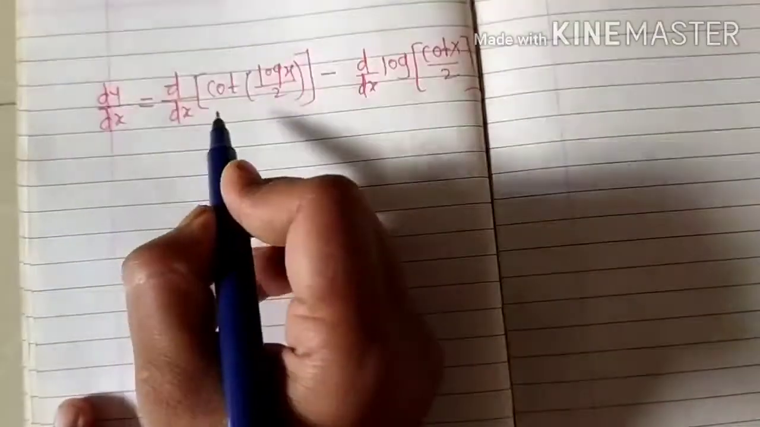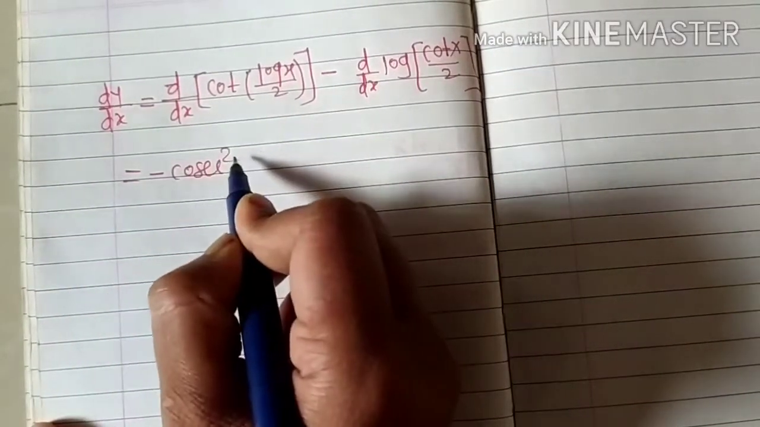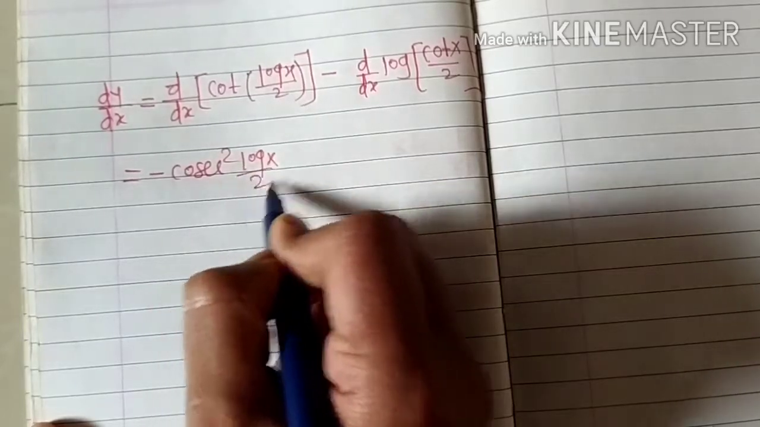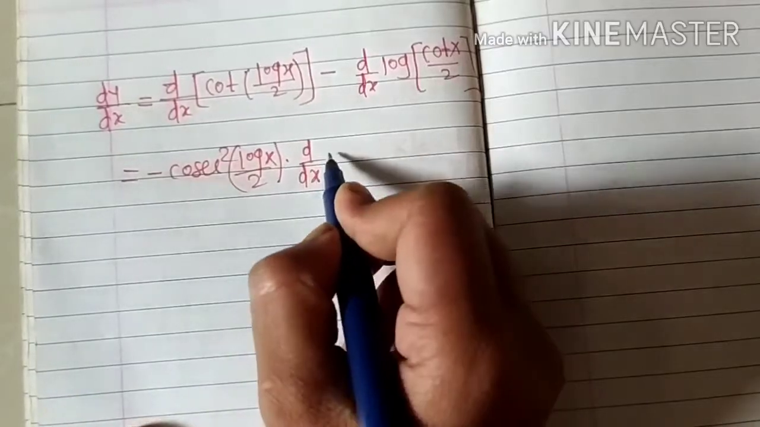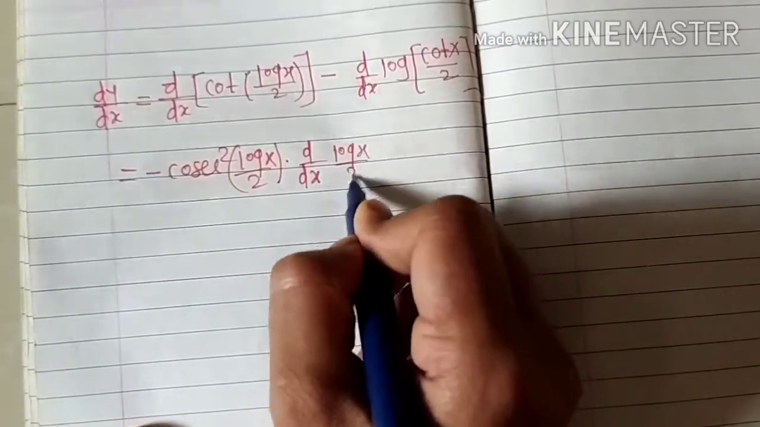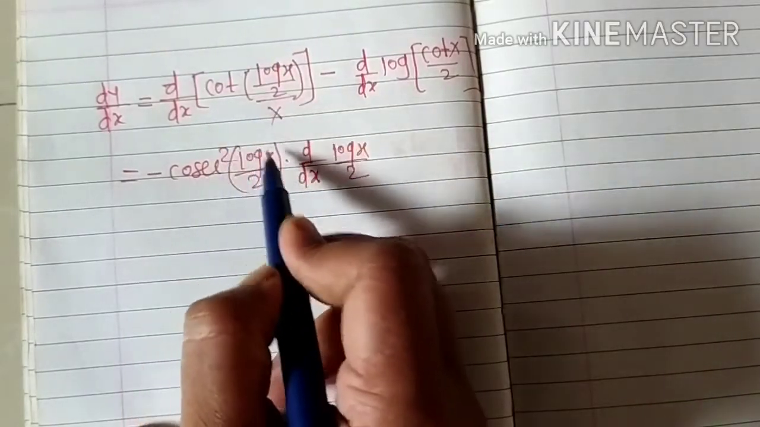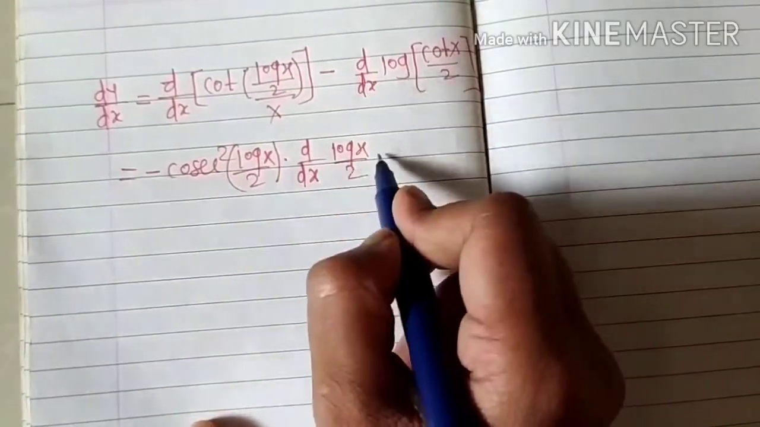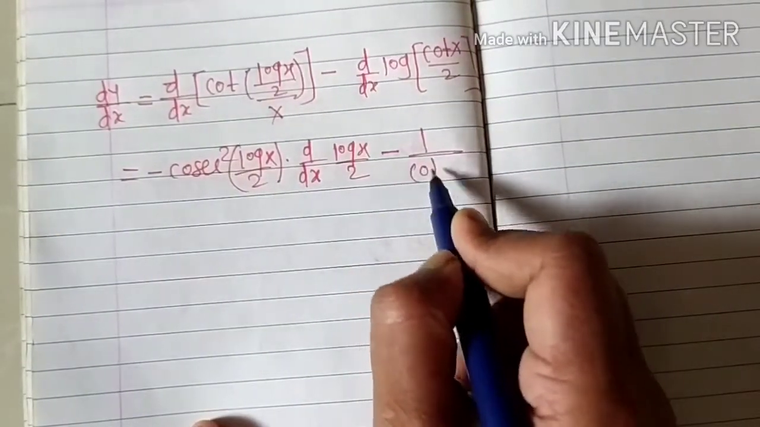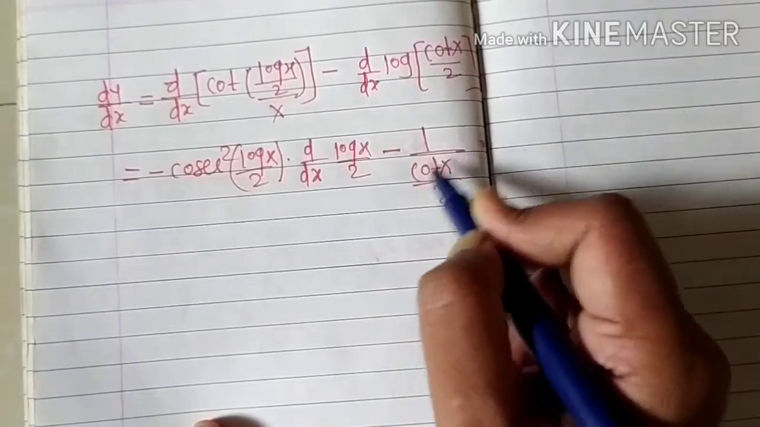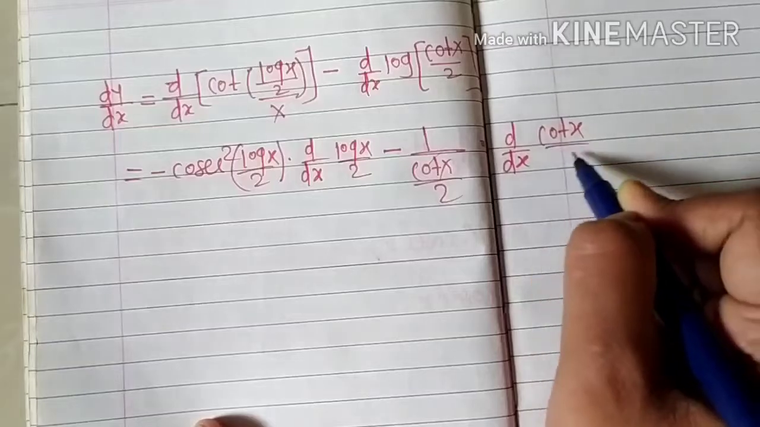Then again, the derivative of this cot x is minus 10 cos x square of log x divided by 2, into the derivative of the inside term, which is the derivative of log x divided by 2. Means cot, consider this as x, the cot x derivative is minus cos x square of this, into the derivative of the inside term. Same thing, the derivative of log x is 1 upon x, means 1 upon cot x divided by 2, into the derivative of this inside term, which is the derivative of cot x divided by 2.